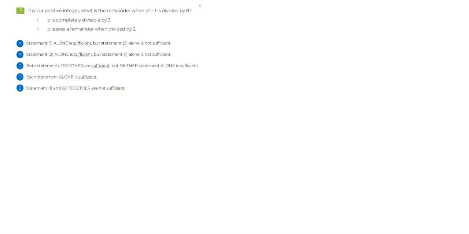So let's discuss the second question based on our first lesson. In this question, it's given to us that p is a positive integer. So p is greater than 0 and it can take any values such as 1, 2, 3 and so on, right? So if you want, you can write down some values. Now I need to find out what is the remainder when p square minus 1 is divided by 8. So I need to figure out the remainder.